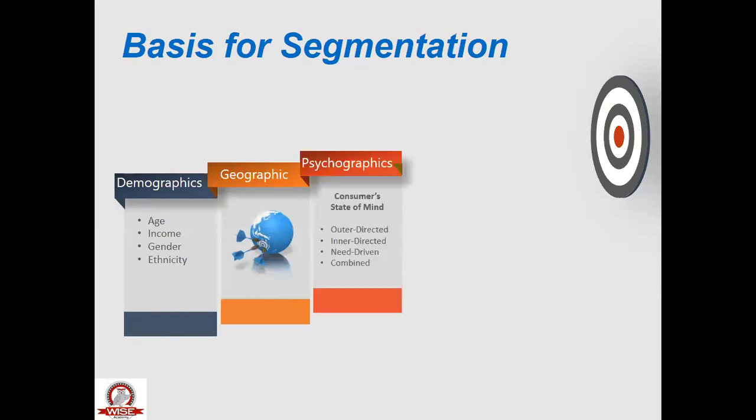What are the psychographics? So in psychographics, we're looking at what's the consumer's state of mind. Are they outer-directed? Are they inner-directed? Are they needs-driven? Or are they combined? So outer-directed is, and this is pretty much 2/3 of the population around the world, that they live under the direction of what others think. So they're less apt to be committed to activity and more apt to be committed to the spectator status. So it's really that being influenced by what other people think is the outer-directed.